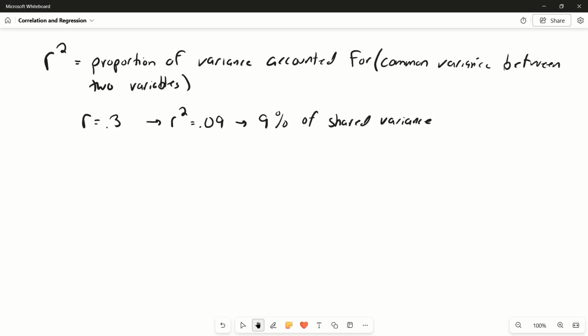And what that tells you is that those two variables are correlated, but that one variable is not doing a good job explaining the second variable. They're kind of weakly correlated.